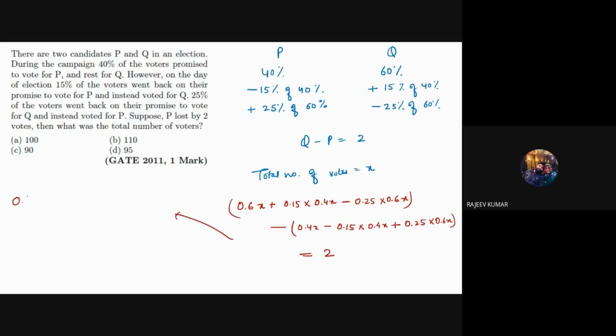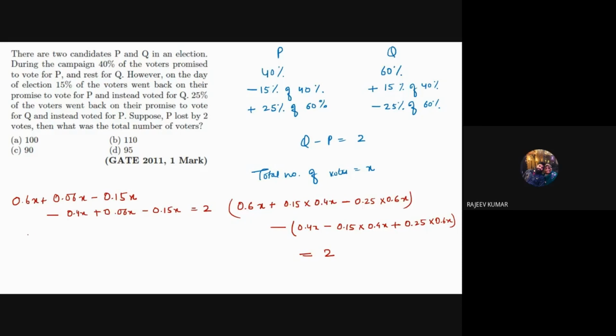Let's try to solve this. You'll get 0.4x plus 0.15 times 0.6x. Again, it will become 0.06x minus 0.25 times 0.6x, so 0.15x minus 0.4x. Minus, this will become plus 0.06x, the same thing minus 0.7. This is equal to 2.